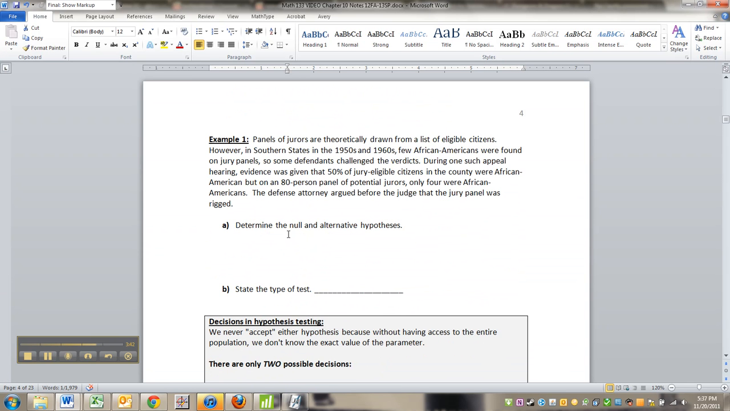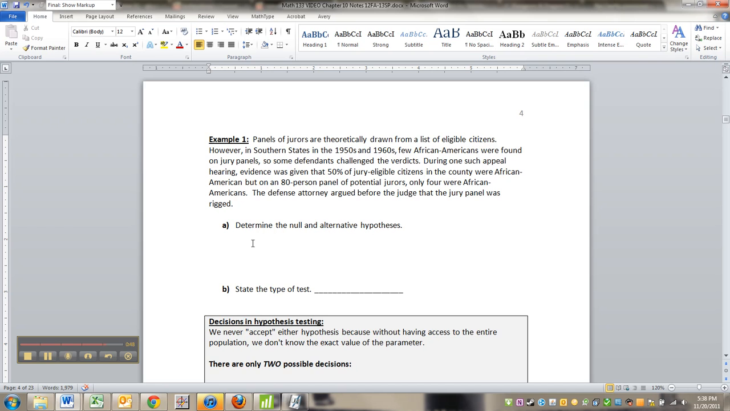All right, so let's look at this particular case. Panels of jurors are theoretically drawn from a list of eligible citizens. However, in the southern states in the 1950s and 60s, few African Americans were found on jury panels, so some defendants challenged the verdicts. During one such appeal hearing, evidence was given that 50% of jury-eligible citizens in the county were African American, but on an 80-person panel of potential jurors, only 4 were African Americans. The defense attorney argued before the judge that the jury panel was rigged.